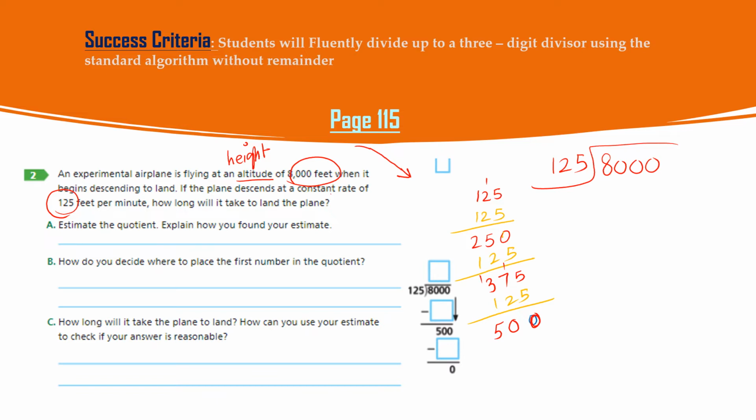Then again add 125 in it. What will you write? 5. Here 2, 5 plus 1 is 6. Okay, this one I am writing in this one. Whatever I get, I write it here. Then again add 125 over here. Okay, add it again. What will you get? 5 plus 5, 10.